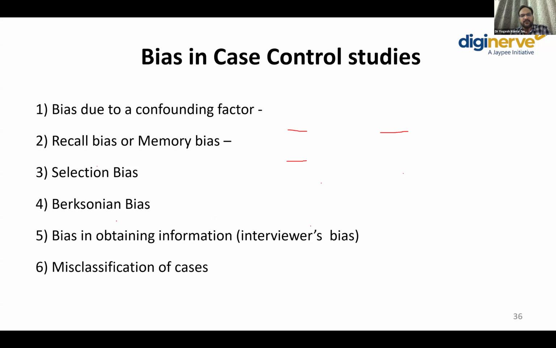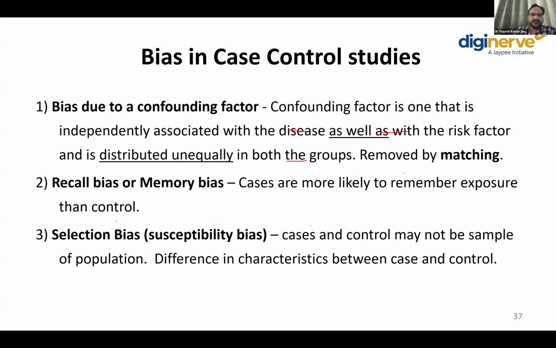Then next is the recall bias or memory bias. What is recall bias? Recall bias means cases are more likely to remember the exposure than the controls. If a person has the disease and we ask him to tell us about his exposure history, cases can tell us clearly about the exposure history, but controls are less likely to tell us. The second thing is that a case might forget about the exposure.